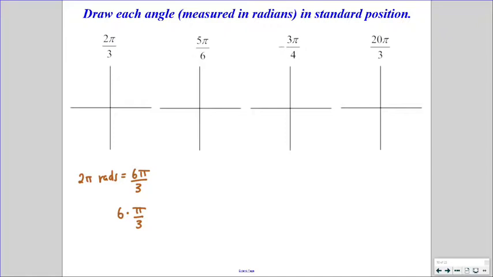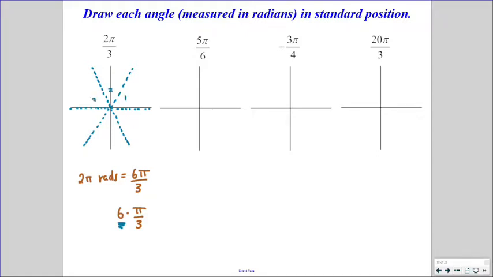So if I take this full circle and I divide it into 6 pizza slices, each of those pizza slices will be an angle measure of pi over 3, right? So take this circle, I'm going to divide it into 6 pizza slices. Let's see. That's 1, 2, 3, 4, 5, 6. Right?